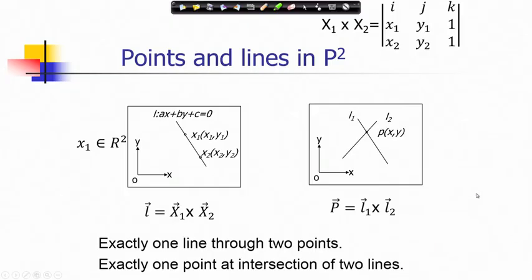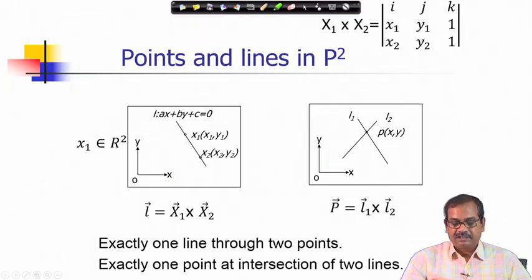So, this is the summary: exactly one line passes through 2 points, and exactly one point is at the intersection of 2 lines, and their relationships in projective space are quite similar. A straight line can be expressed as the cross product of these 2 points in the projective space, and a point can be expressed as the cross product of these 2 straight lines. Again, all representations are in the projective space.